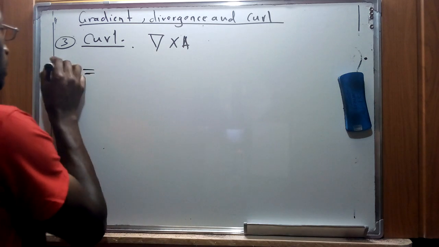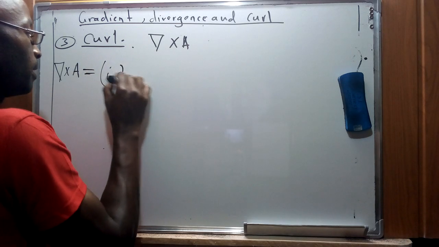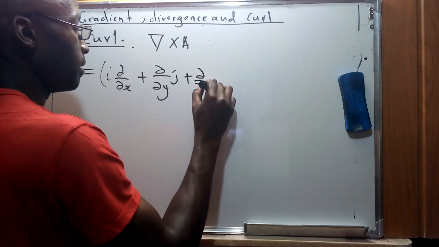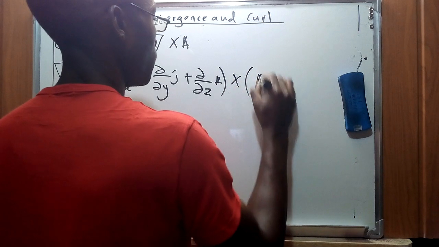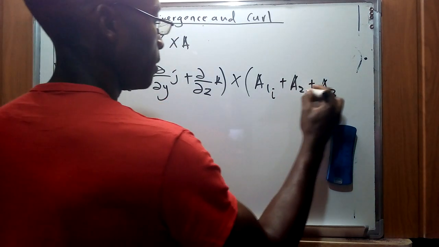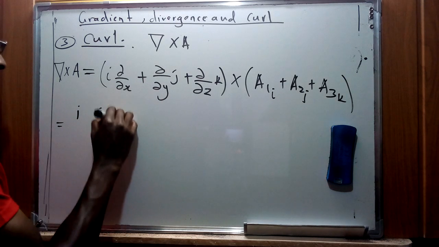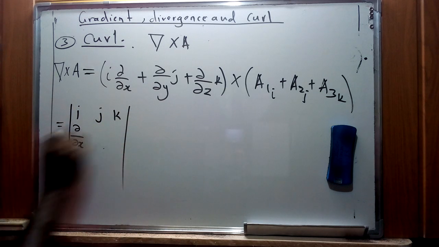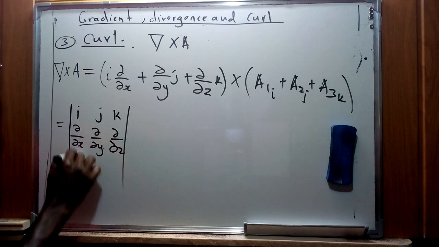Now this is del, and we write it as i ∂/∂x plus j ∂/∂y plus k ∂/∂z, cross the components of A. This is i, j, k, and for the cross product of that one, we're going to use the i, j, k matrix representation, with ∂/∂x, ∂/∂y, ∂/∂z, and this is A1, A2, A3.